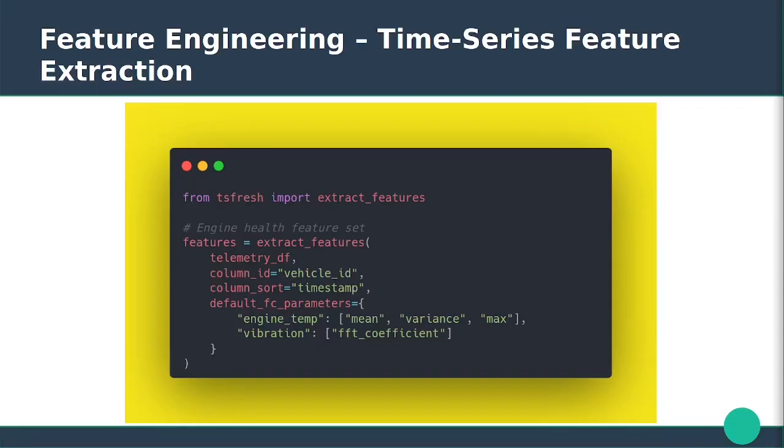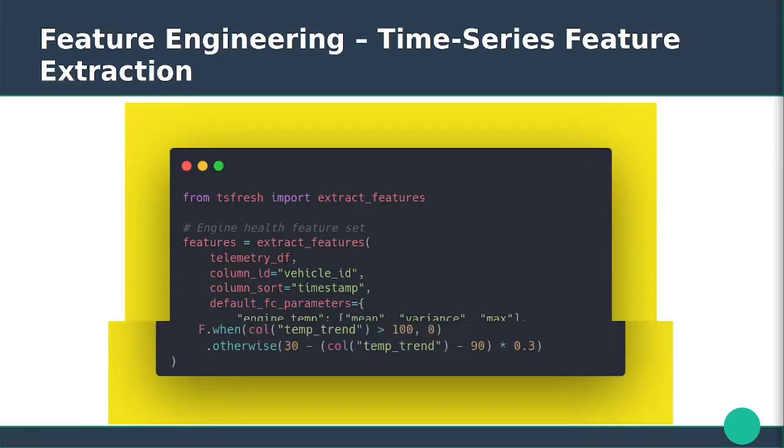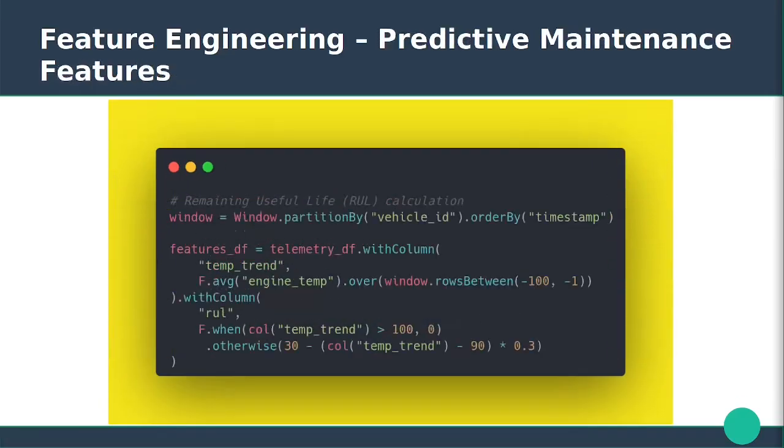Okay, so in this portion, we're moving beyond basic modeling. We're going to create predictive features that capture the vehicle health signature, such as extracting the time series features, as shown in the previous slide. And another feature set we're going to look at is our predictive maintenance features, where we calculate the remaining useful life for each vehicle.